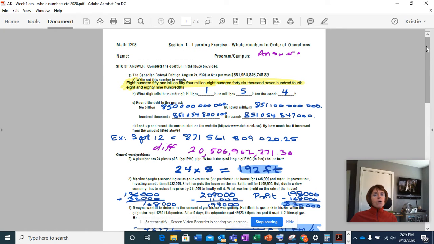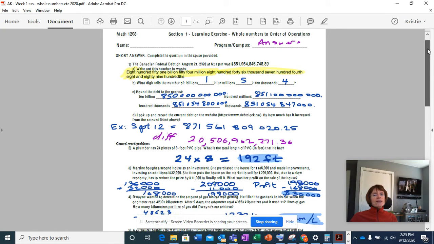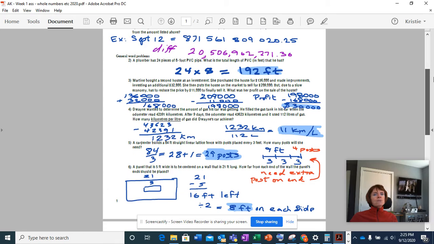Word problems below. I don't anticipate they give you too much trouble. Number 2, 24 pieces of pipe. Total length usually implies, of course, going to get larger. So 24 times 8, 192 feet.